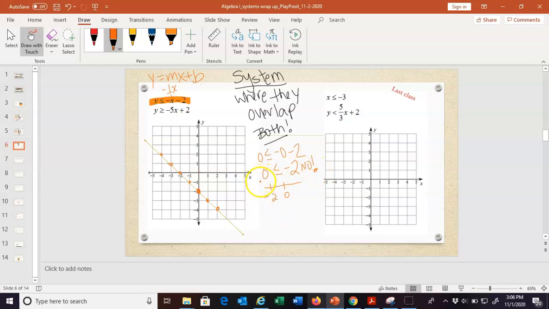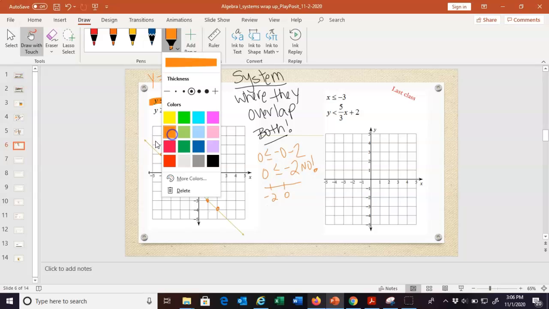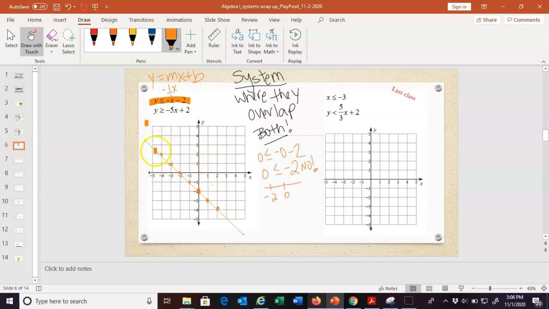0 is not less than -2. It's bigger than. So that means 0, 0 is not a solution. So we would not shade over that point. We're going to shade away from it, the other side of the line. So we're going to shade to the left on this one.